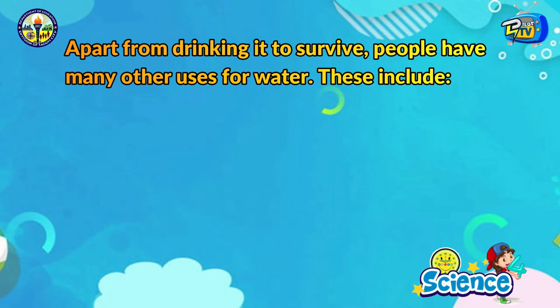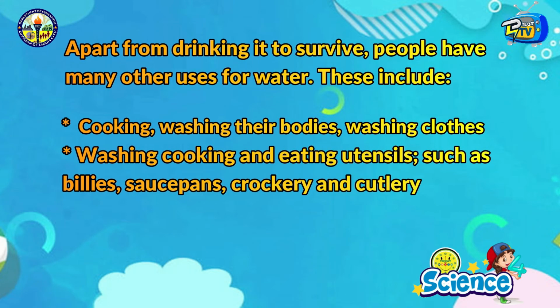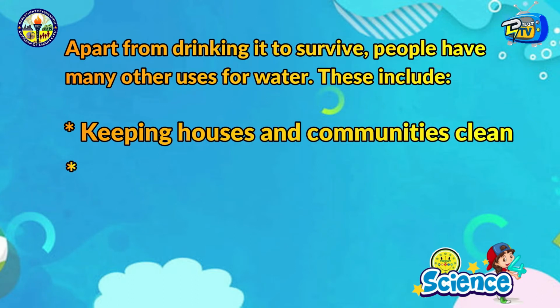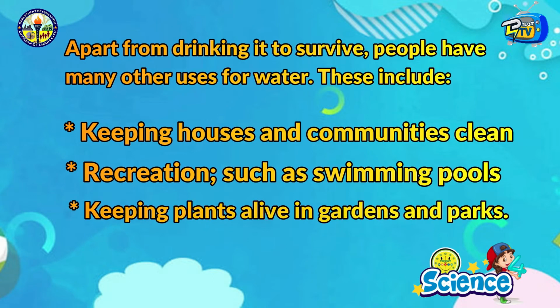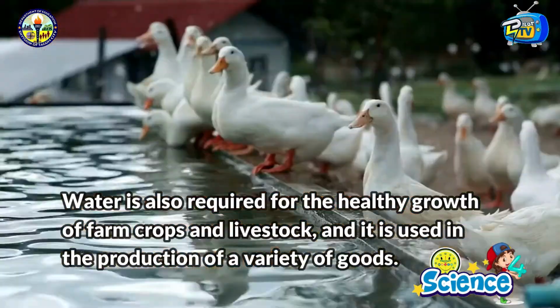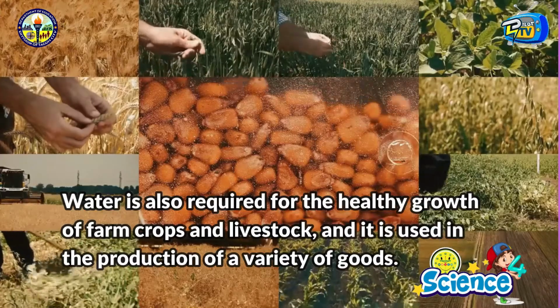These include cooking, washing their bodies, washing clothes, washing and cooking and eating utensils, such as billies, saucepans, crockery, and cutlery. Keeping houses and communities clean. Recreation, such as swimming pools. Keeping plants alive in gardens and parks. Water is also required for the healthy growth of farm crops and livestock, and it is used in the production of a variety of goods.